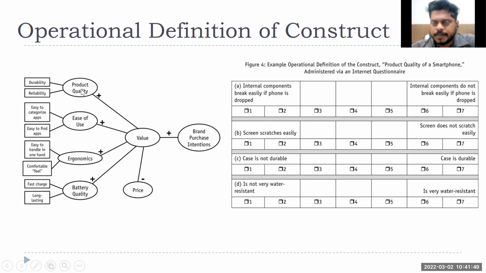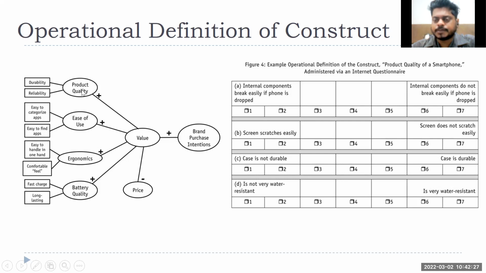Through qualitative research, I found out what value of a product means. I'll ask all of you, like all those 19 students who are present today, what does product value mean to you? You'll write an essay. From that essay, I'll do a word cloud, or sentiment analysis. I'll do word analysis and word count, and find out the major themes which emerge. One was product quality. Product quality comes from durability, reliability, ease of usage, ergonomics, battery quality, and price. So these are the five factors giving rise to the construct called value.